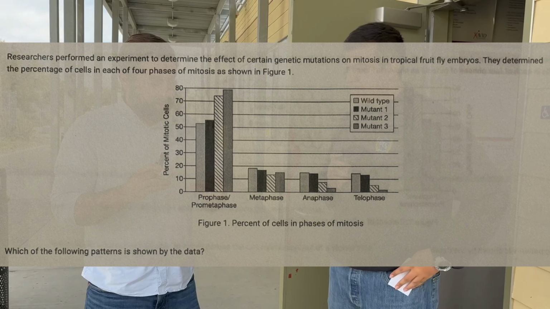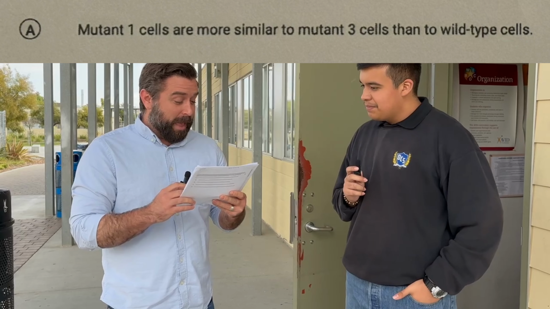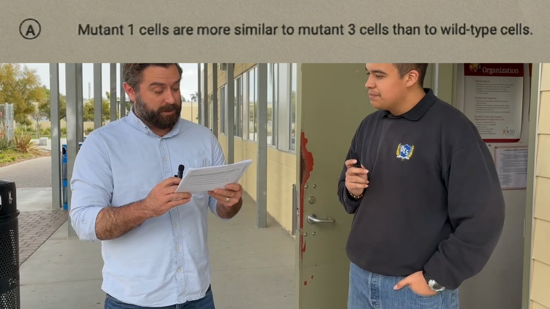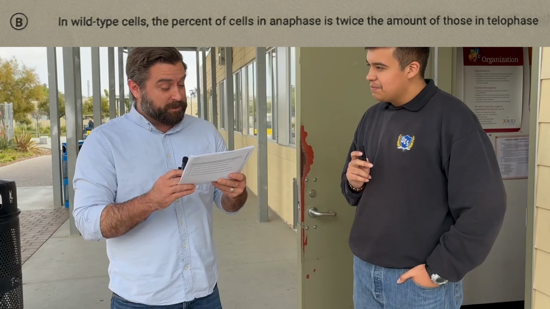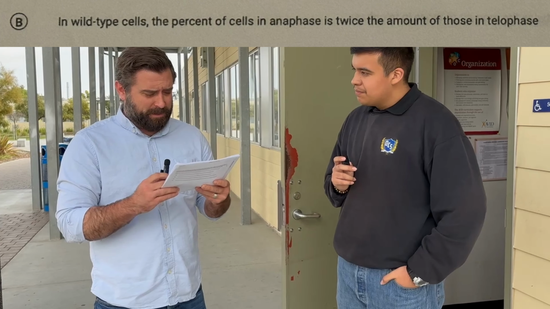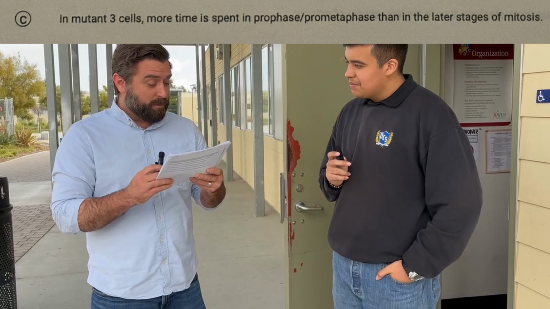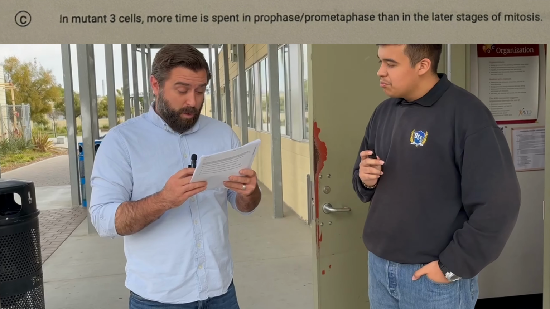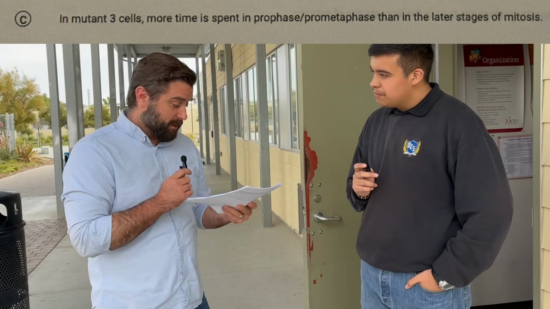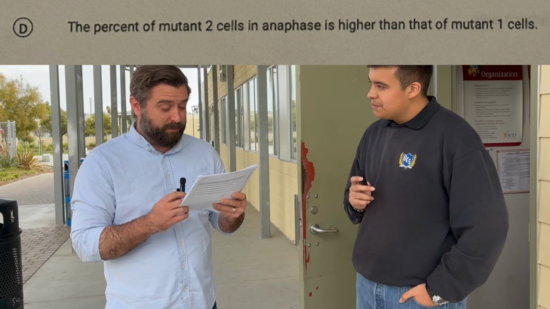Which of the following patterns is shown by the data? A. Mutant 1 cells are more similar to mutant 3 cells than to wild type cells. B. In wild type cells, the percent of cells in anaphase is twice the amount of those in telophase. C. In mutant 3 cells, more time is spent in prophase or prometaphase than in the later stages of mitosis. D. The percent of mutant 2 cells in anaphase is higher than that of mutant 1 cells.